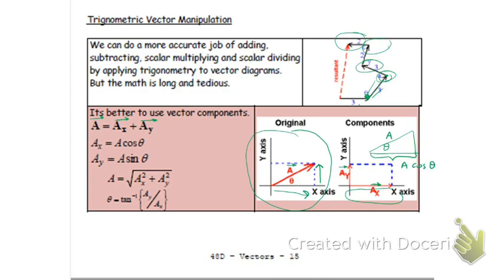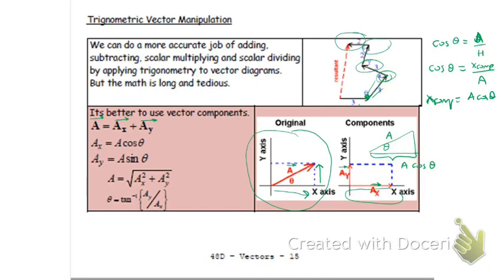And how did I get that? I said cos theta is equal to adjacent over hypotenuse. So cos theta equals x comp over a, because a is the original and this is my x comp. So x comp is equal to a cosine theta. Yeah?